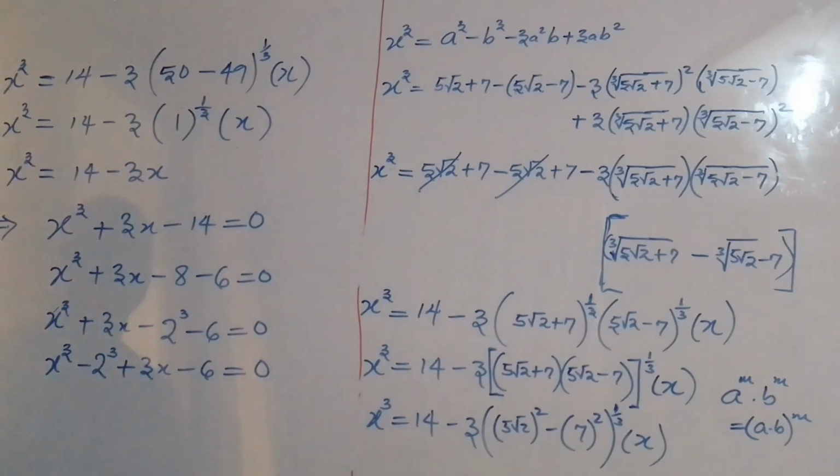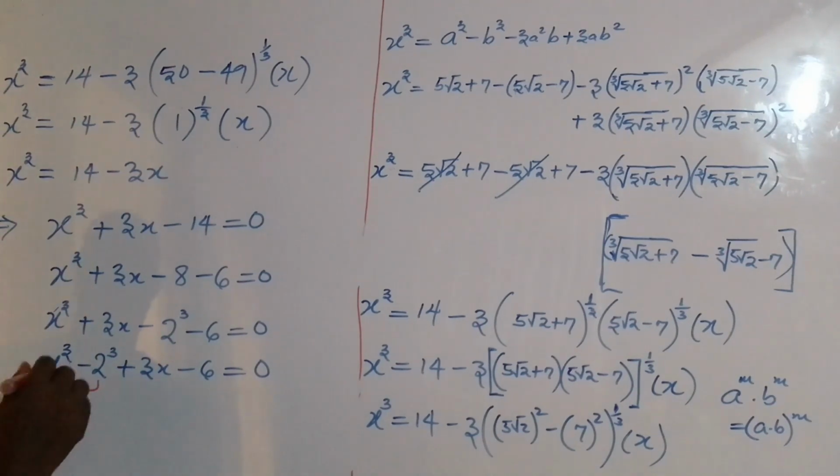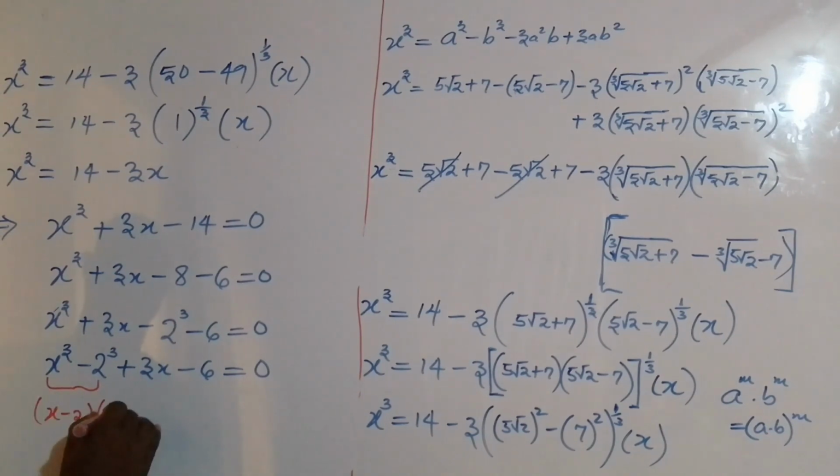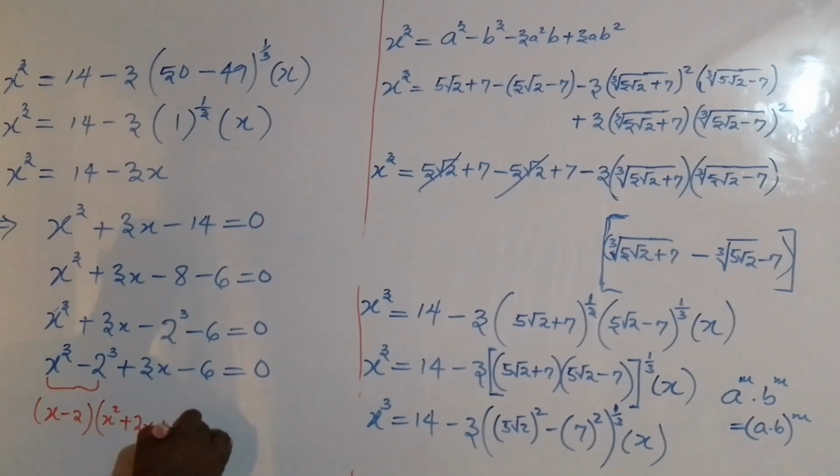All right, so from here now, I'm going to use the difference of 2 cubes for this. And so this becomes x minus 2 times x squared plus 2x plus 4. That's for this. And then of course I have plus 3x minus 6 equal to 0.